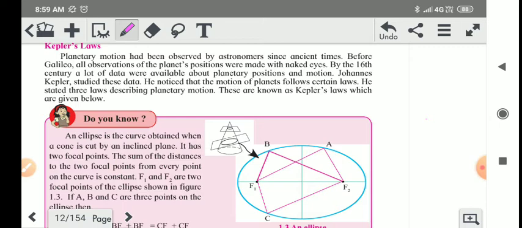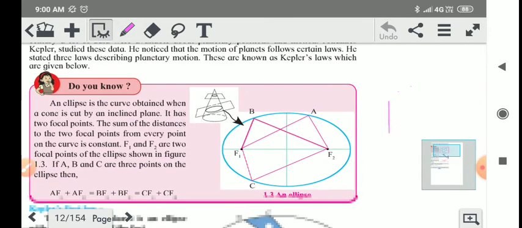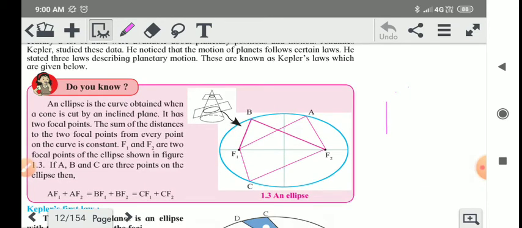So Kepler studied the positions and motions of the different planets in the sky, and he gave three important laws, known as Kepler's laws, which we have to discuss here. Before starting Kepler's laws, we should know the concept of an ellipse.